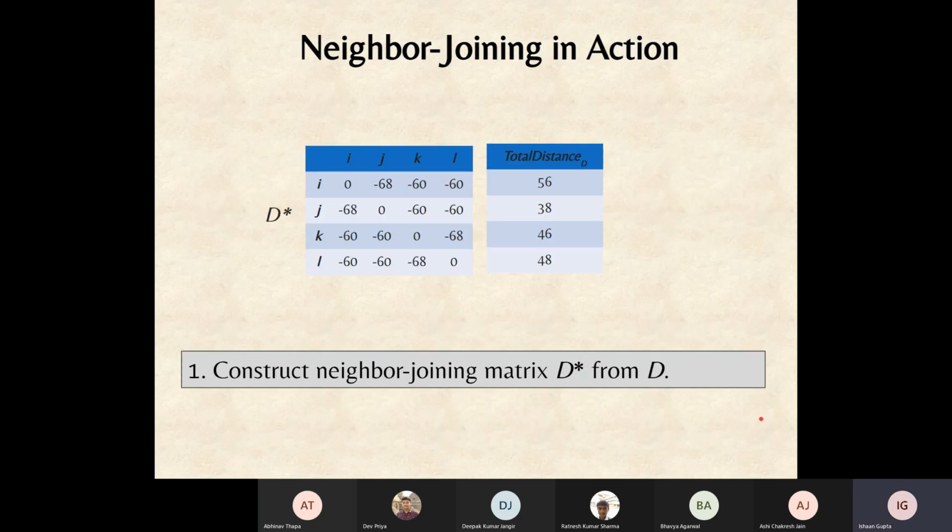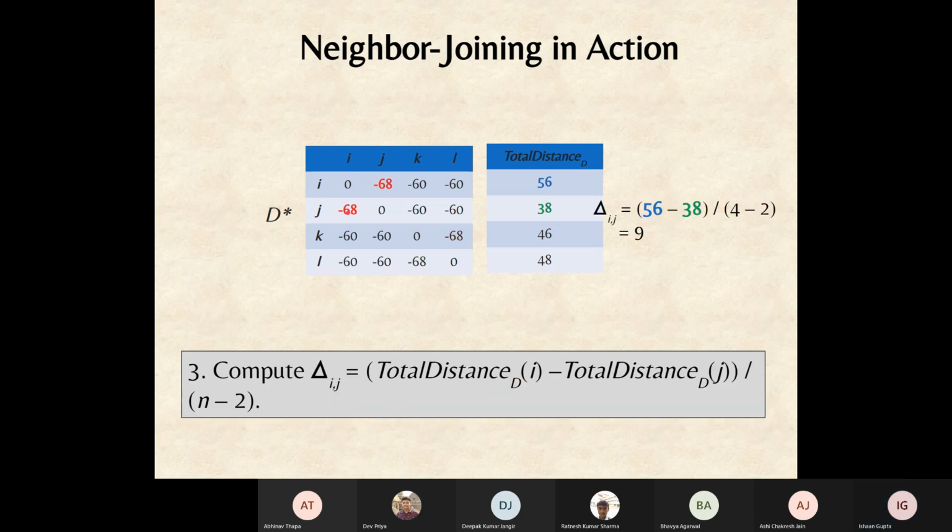All right. So what are the steps for implementing this algorithm? First, you construct the neighbor joining matrix D star from D. Then you figure out what the minimum elements of D star are, the minimum D star IJs from D star. So in this case, it's IJ and KL. So let's say we pick one of these, we pick IJ here.